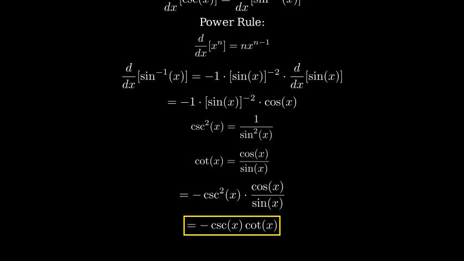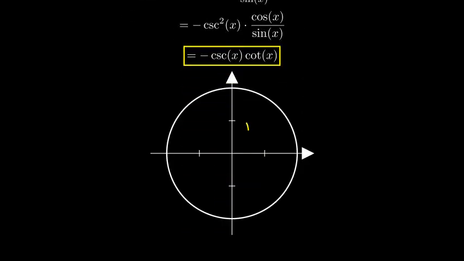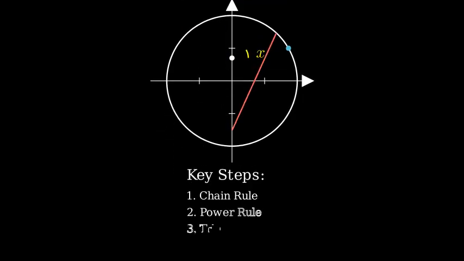Let's visualize why this makes sense geometrically. Here's our unit circle. For any angle x, cosecant is the length from the origin to where the secant line intersects the unit circle divided by the height of that point. As x changes, this length changes at a rate proportional to both the cosecant and cotangent of the angle, and that completes our proof of the derivative of cosecant of x.